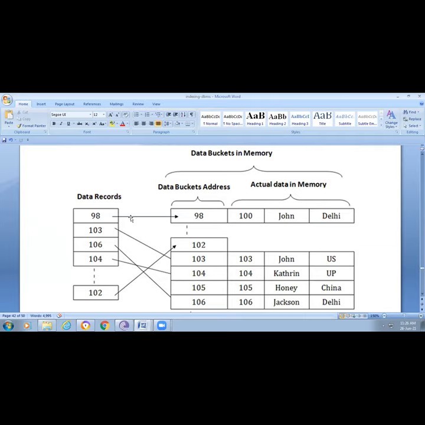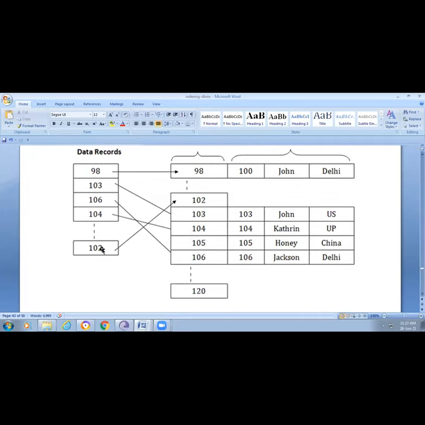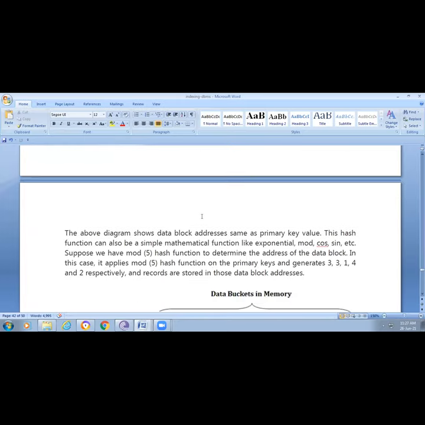If you observe here, we have the data records 98, 103, 106, 104, 102. Here we are directly using the primary key value to find the data bucket. The data bucket maintains the record of this particular value, and it will have the actual data, like 100 John Dilly. This is used like an index. 103 is stored at 103, 106 is stored at 106, 104 is stored at 104, and if you create another one, it will be located at 102. So the above diagram shows the data block address being the same as the primary key value.